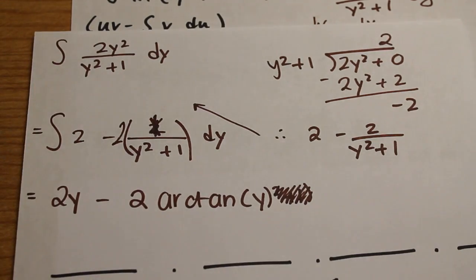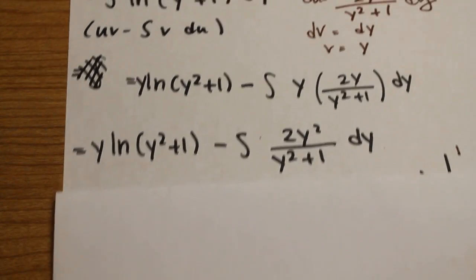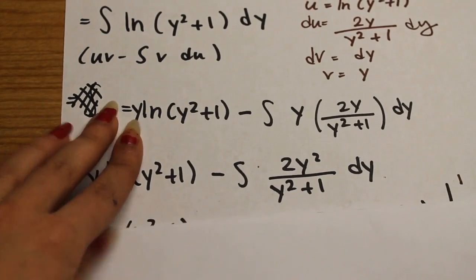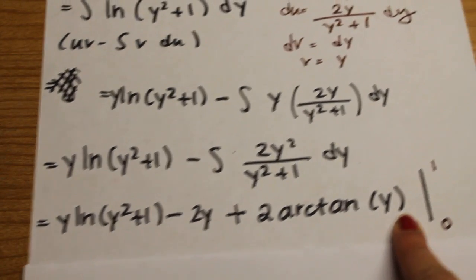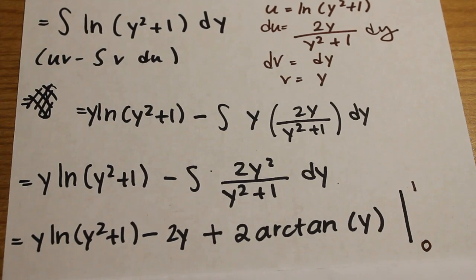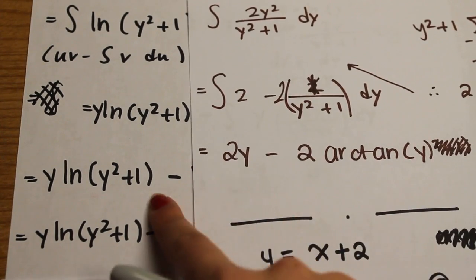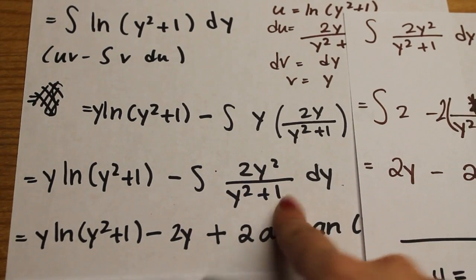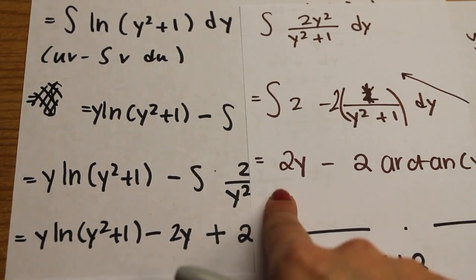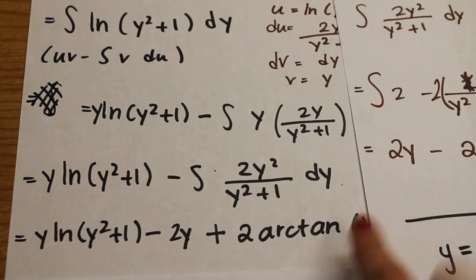But we're not quite done yet. Now we're going to put what we got back in here. So it's minus the integral of 2y squared over y squared plus 1, so it's going to be minus 2y plus 2 arctan of y.